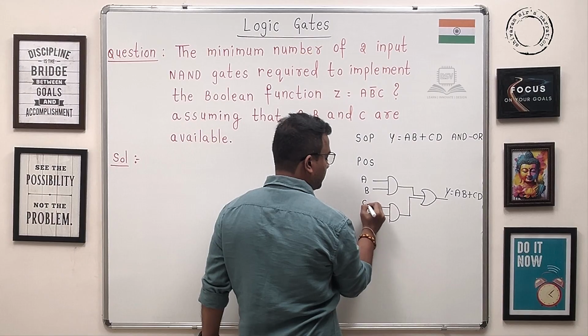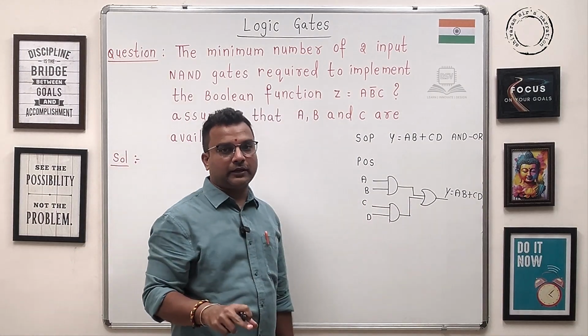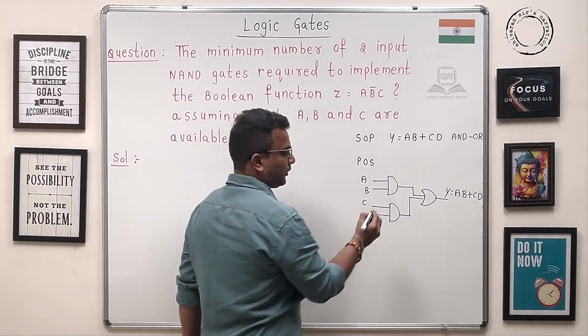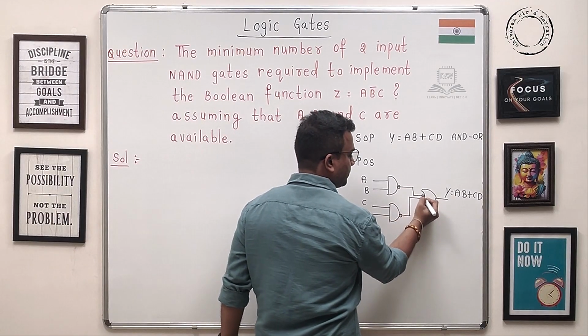This AND OR implementation can also be represented in terms of NAND gates. How? You take the bubble here, and here also you take the bubble.